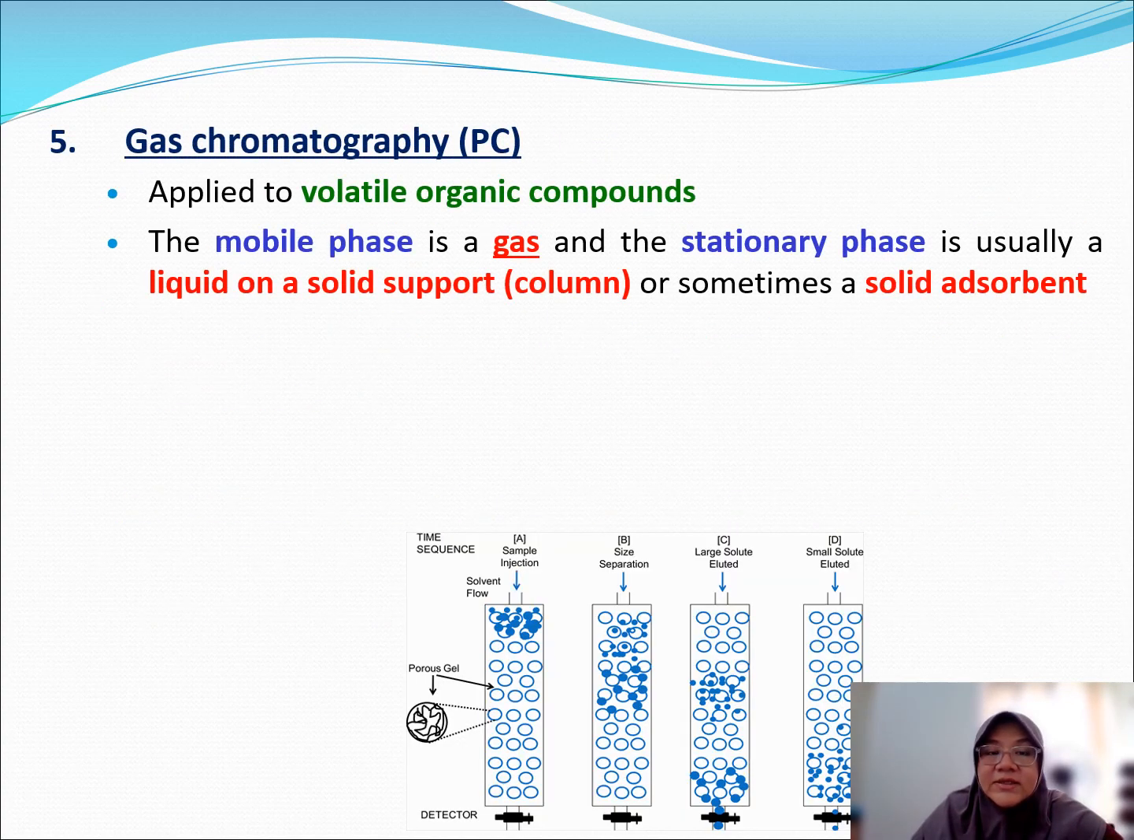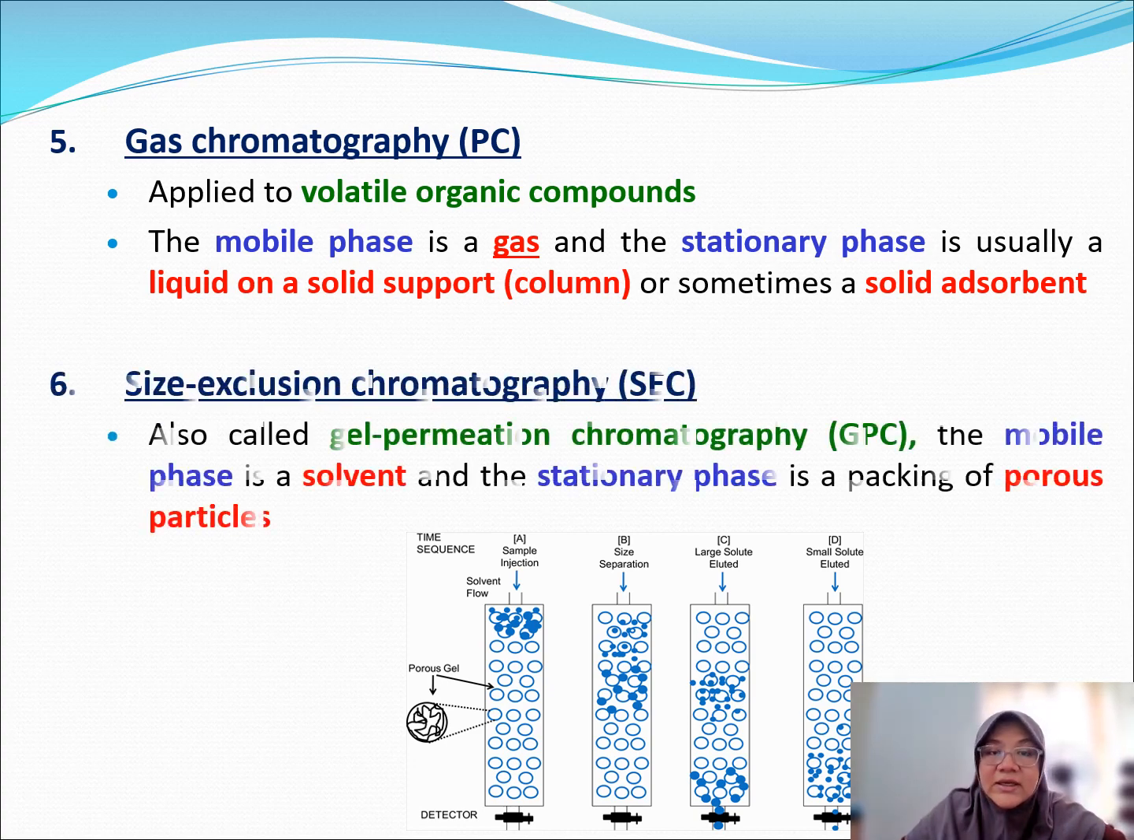Okay, next is gas chromatography. Gas chromatography, by the name itself, gas. So kita boleh expect dia punya mobile phase will be gas lah, and the stationary phase is usually a liquid on a solid support, ataupun kita panggil a column lah, okay, or sometimes it's a solid adsorbent. This gas chromatography, beza dia try to separate the volatile organic compounds, okay, maksudnya organic compound that is volatile.